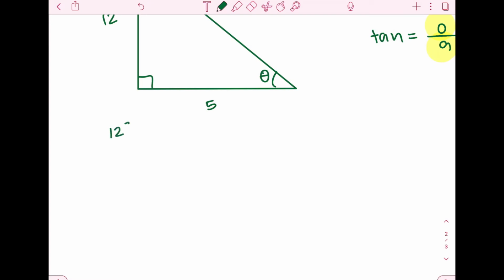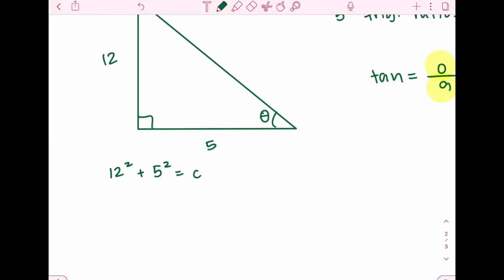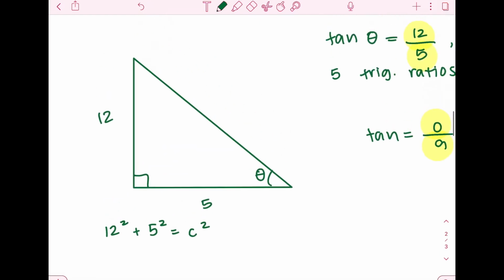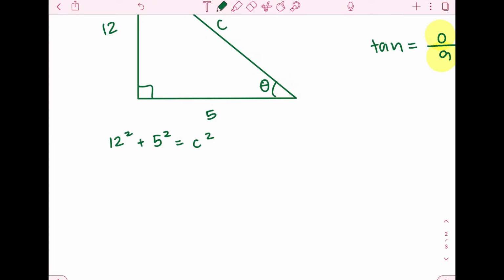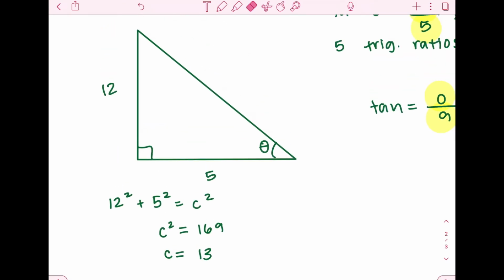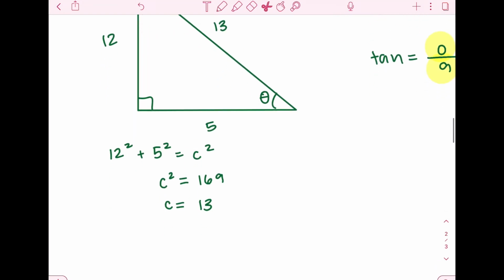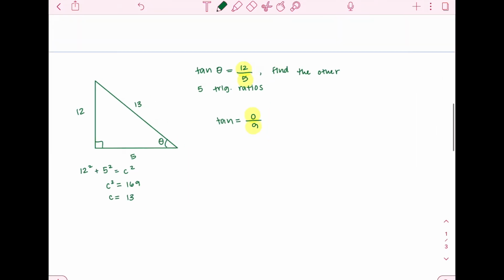So we're going to be doing 12 squared plus 5 squared is equal to, and we'll call the hypotenuse c squared just for the purpose of this example. So this is going to be c for now. And if you solve this, you're going to get that c squared is equal to 169, which means that c is equal to 13. And 12, 5, and 13 are also another Pythagorean triple. So it's super helpful to memorize the Pythagorean triples because you're going to be seeing them pretty often. And it's a super easy way to get an answer instantly when you're thinking of right triangles.